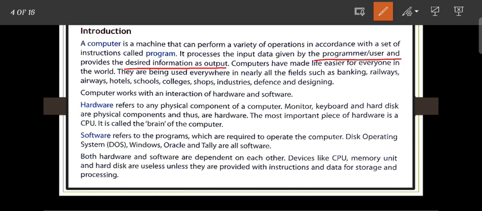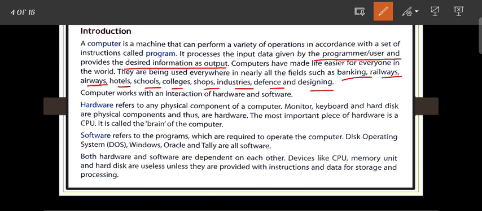Okay, computers have made life easier for everyone in the world. They are being used nearly everywhere, in fields such as banking, railways, airways, hotels, schools, colleges, shops, industry, defense, and designing. So nowadays, computers are used in each and every place.